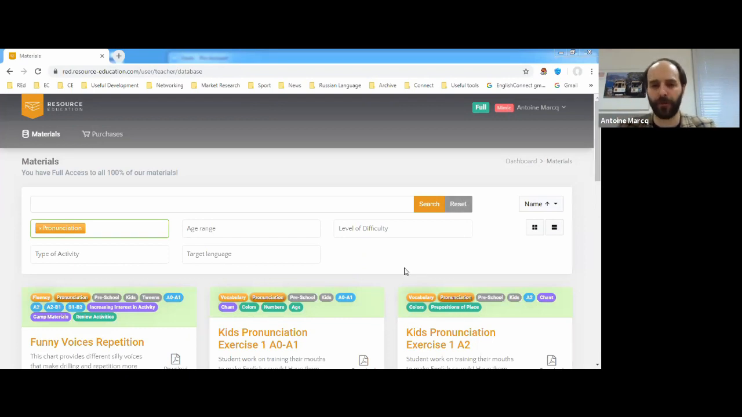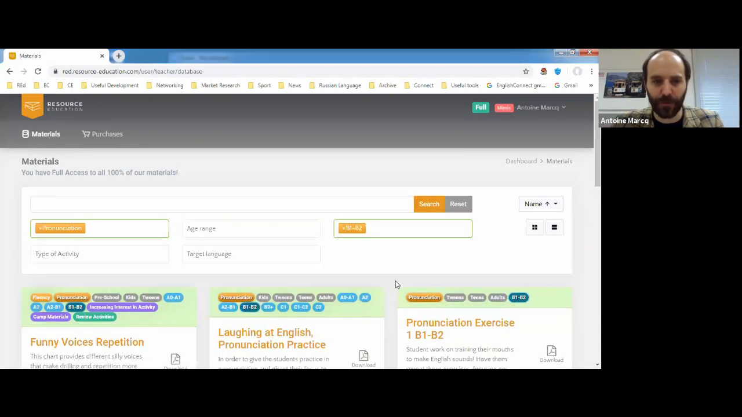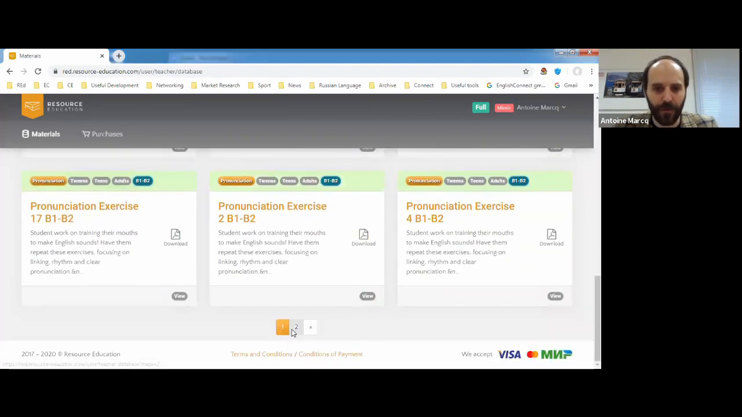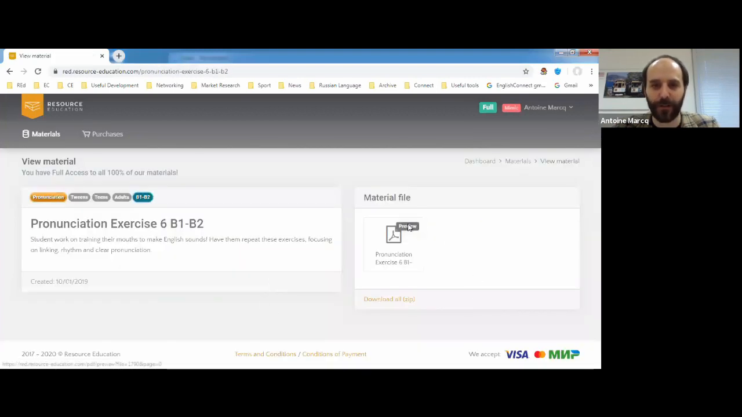Firstly, as a warmer, we went with a pronunciation exercise. It was a very good way for me to hear her pronunciation and play with tongue twisters to see what she understood and didn't understand. So I went directly with a pronunciation exercise of B1, B2 level. I'm going to show you this one. I went with number 6. There we are. I'm going to show you this one. I really love this one.